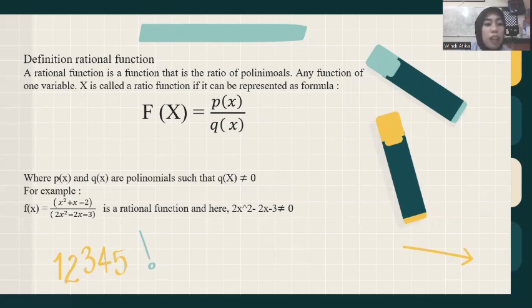For example, f(x) equals (x squared plus x minus 2) divided by (2x squared minus 2x minus 3) is a rational function, and here 2x squared minus 2x minus 3 is not equal to 0.